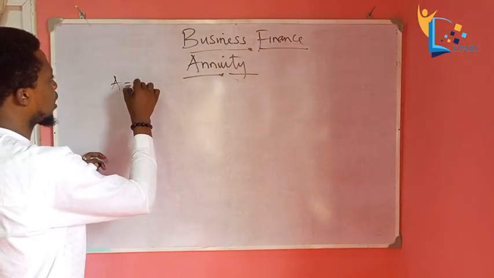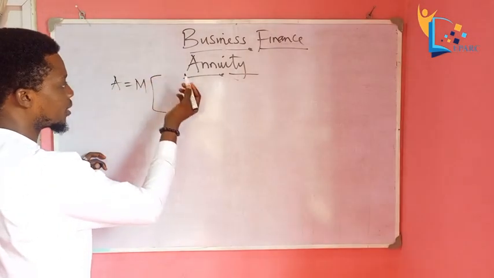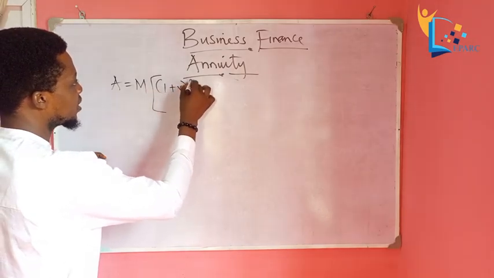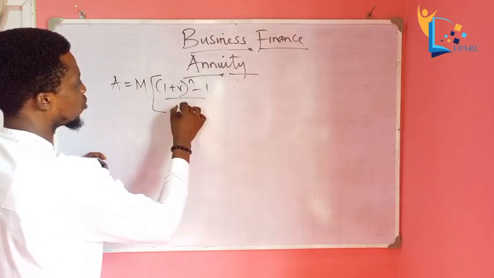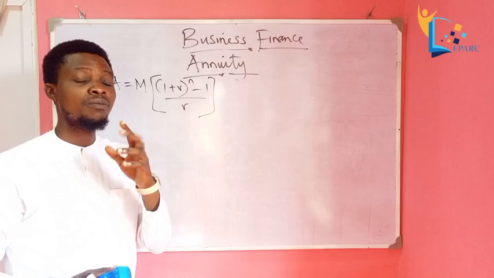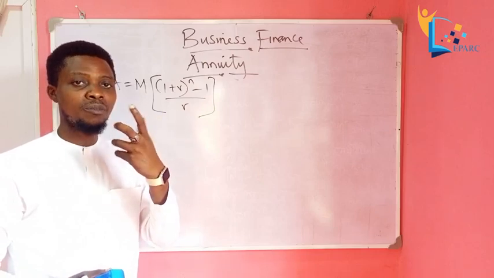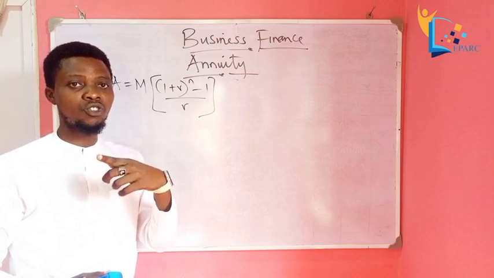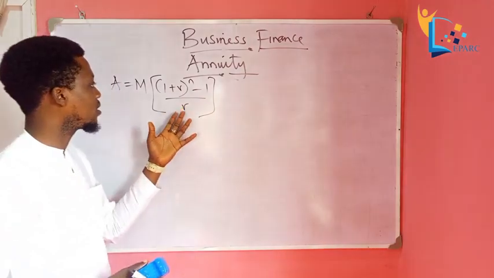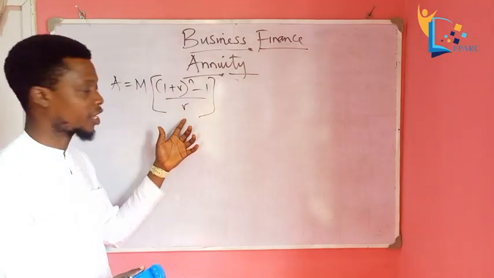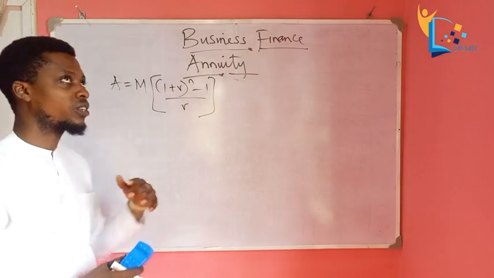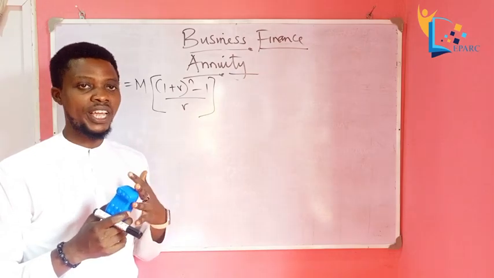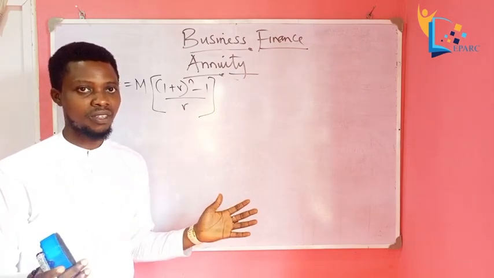So when it is once in a year, we have A equal to M bracket, this is the formula now, N minus 1 all over R. When there's a compound of interest just once in a year, you use this formula. Then when it is more than once in a year, maybe monthly, quarterly, weekly, or thereabout, there's another formula for that.